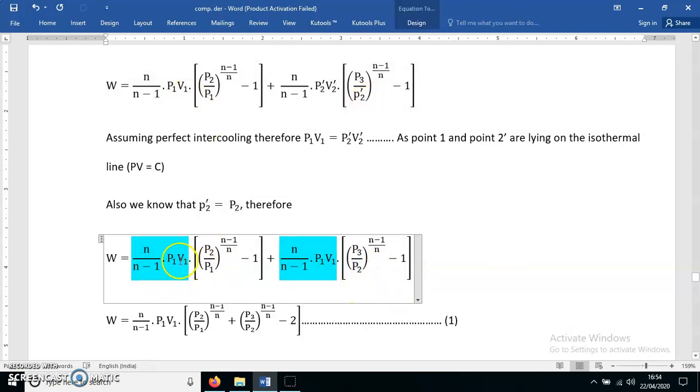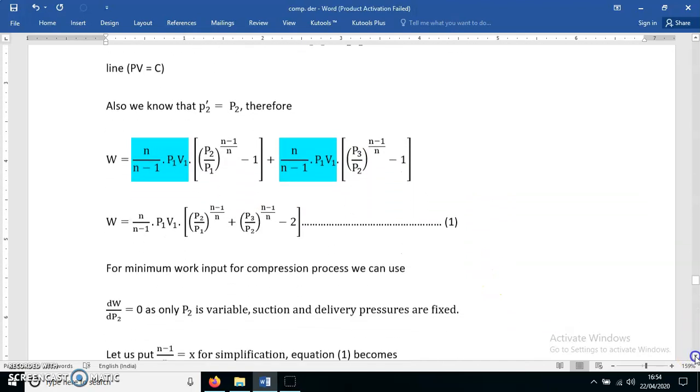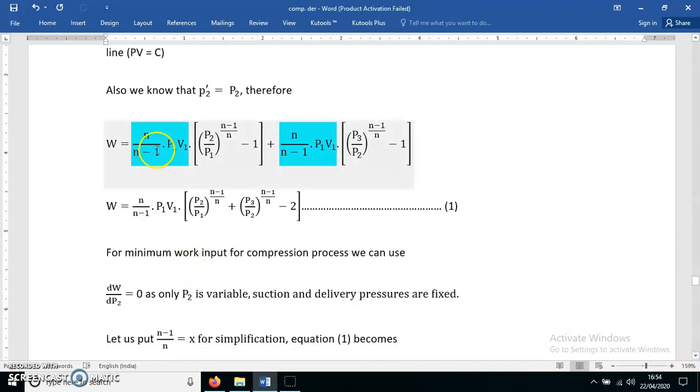Again writing this expression like this by replacing, and you can see something is common out of it. n upon n minus 1 is common, P1 V1 is common, common is taken outside, and the remaining thing I am writing in bracket: P2 by P1 raised to n minus 1 upon n plus P3 by P2 raised to n minus 1 upon n, minus this minus 1 and this minus 1 become minus 2. So this is the expression for W for two stage compression.